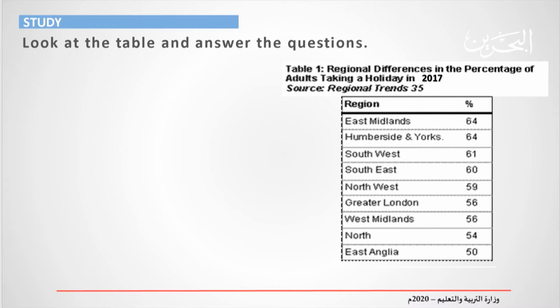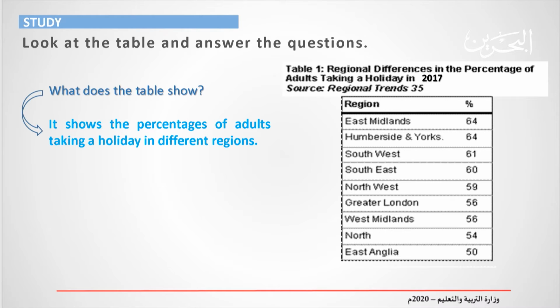We have a table that shows the regional differences in the percentage of adults taking a holiday in 2017. What does the table show? Take a minute and think about it. It shows the percentages of adults taking a holiday in different regions.